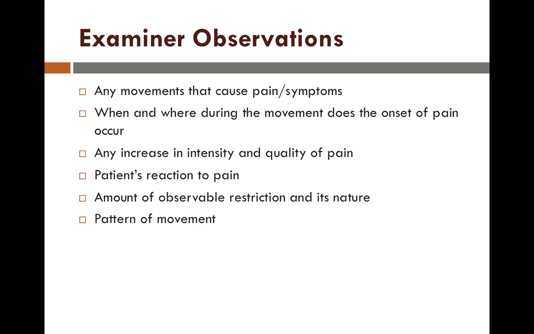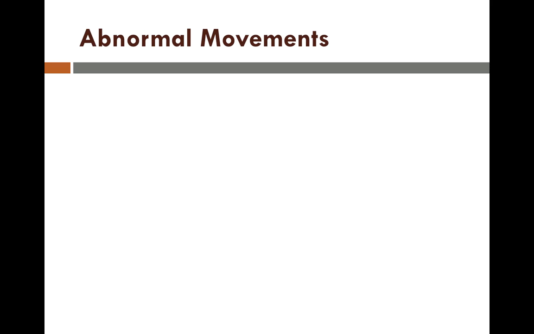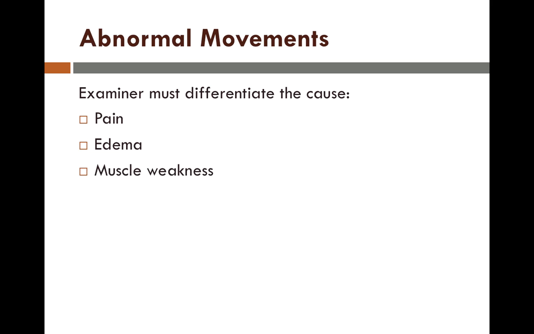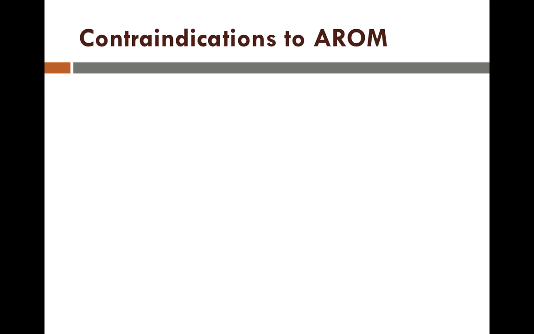We'll have a look at the pattern of movement, the rhythm and the quality of movement, and any unusual or trick movements of associated joints. Also, the willingness of the patient to move the body part. In the event of abnormal movements, the examiner must differentiate the cause. They could be due to pain, edema, muscle weakness, paralysis, spasm, tight or shortened tissues, or joint dysfunction.